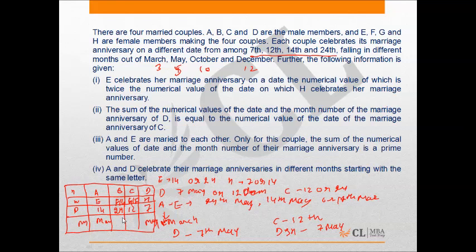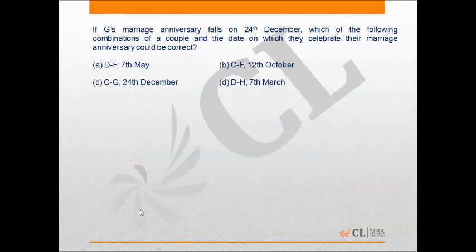So the month in which B celebrates his anniversary is either October or December. Similarly, the month in which C celebrates his anniversary is either December or October. Now let's move to the questions.